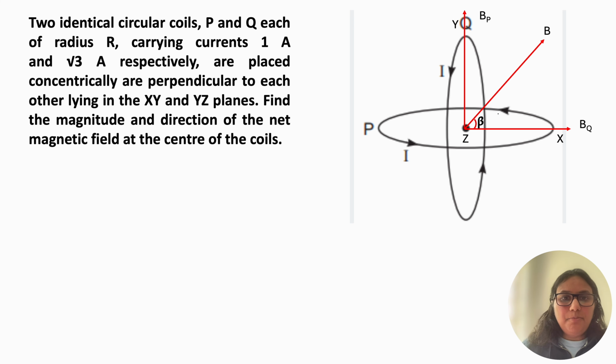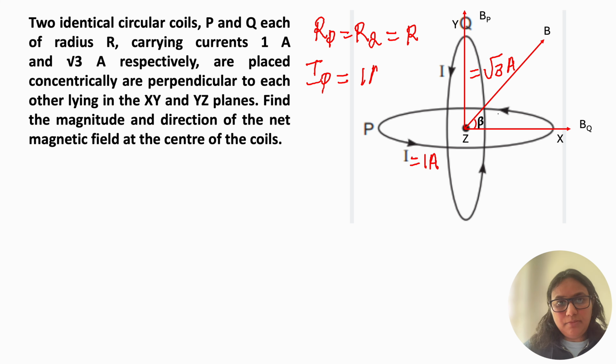Given in the question, P is placed along the xy plane and Q is the coil placed in the yz plane. So I is equal to 1 ampere, the current flowing across coil P, and I is equal to root 3 ampere, the current flowing across coil Q. As per the question, Rp is equal to Rq, which is equal to R, and the current across coil P is 1 ampere, and across coil Q is root 3 ampere.